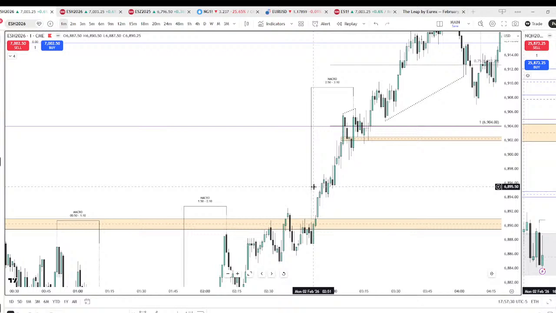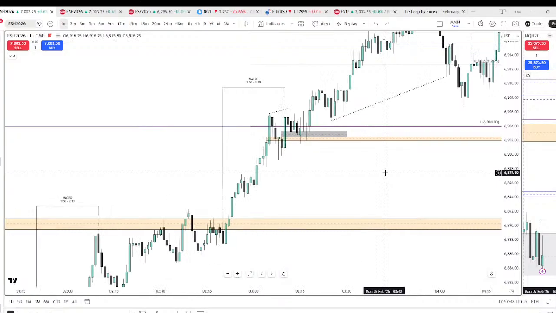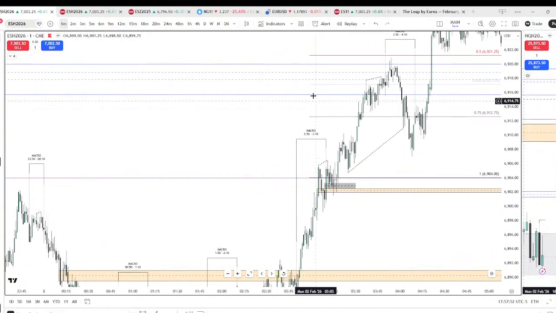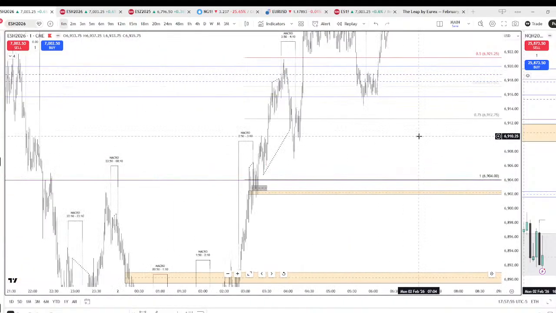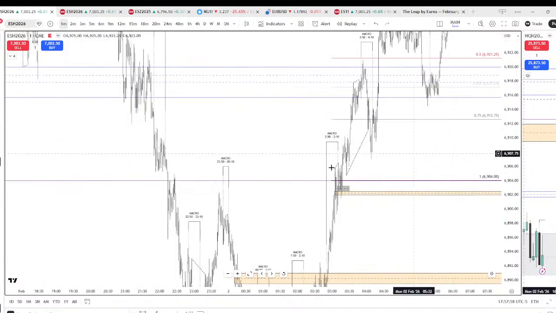We're looking for those imbalances that are formed within that macro time. So we have our 3 a.m. first presentation, and then also this formation right here. Where's our risk and profit? We have this new day opening gap from the 21st of January.